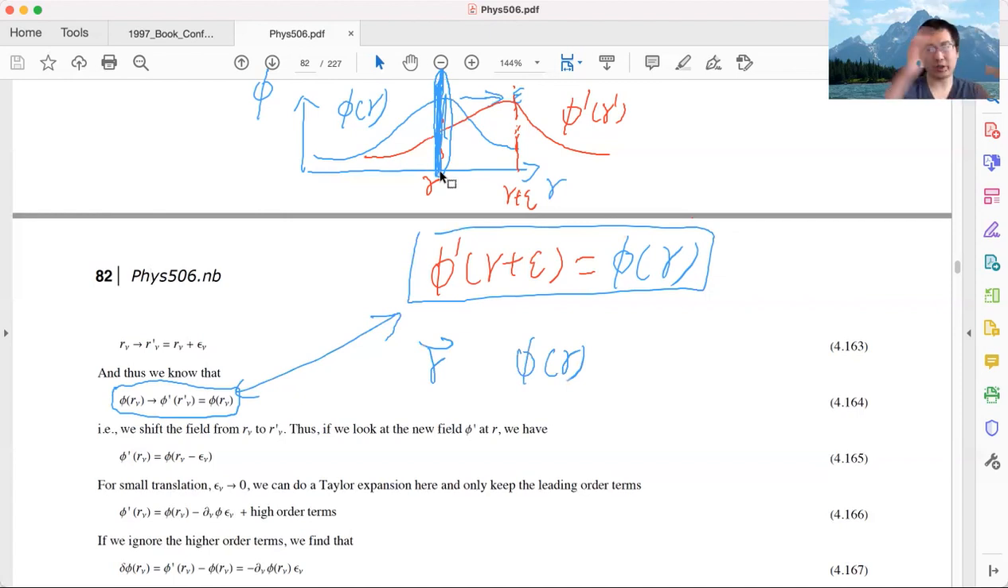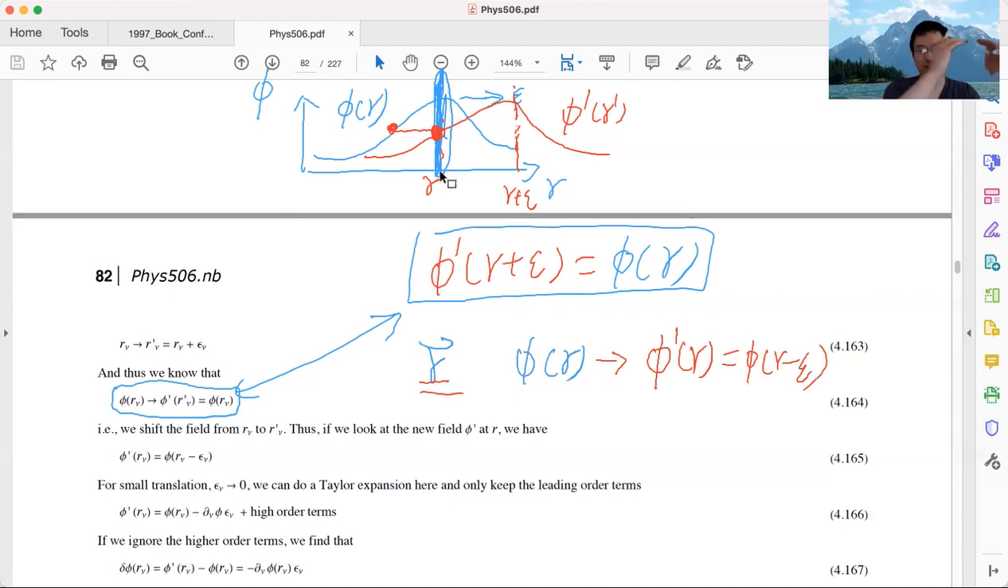Okay? After I translate my space, the function becomes red color, okay? And this red colored function at the same point, its value is the same as the blue function at r minus epsilon. Okay? So after translation, if we look at the same space-time point, this function becomes phi prime, and phi prime at the same point is actually phi at r minus epsilon. Okay? So this is a definition of convention. It's a little bit tricky.